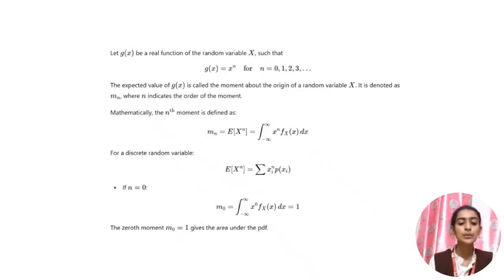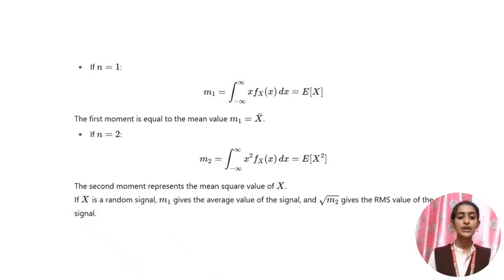Mathematically, the nth moment is defined as m_n equal to E of x power n equal to integral from minus infinity to infinity x power n f_X of x dx. For a discrete random variable, E of x power n equal to summation of x_i power n p of x_i. If n equal to 0, m_0 equal to integral from minus infinity to infinity x power 0 f_X of x dx equal to 1. The zeroth moment m_0 equal to 1 gives the area under the PDF.